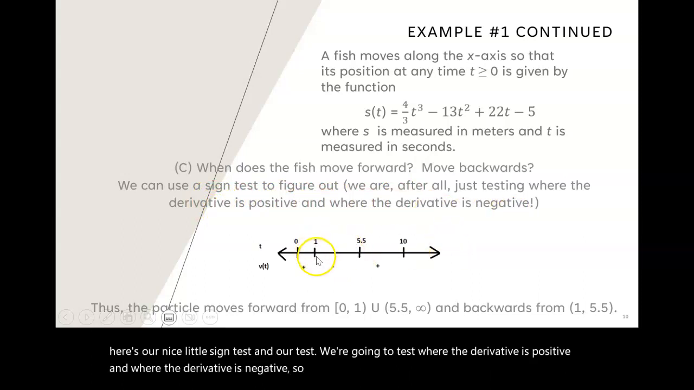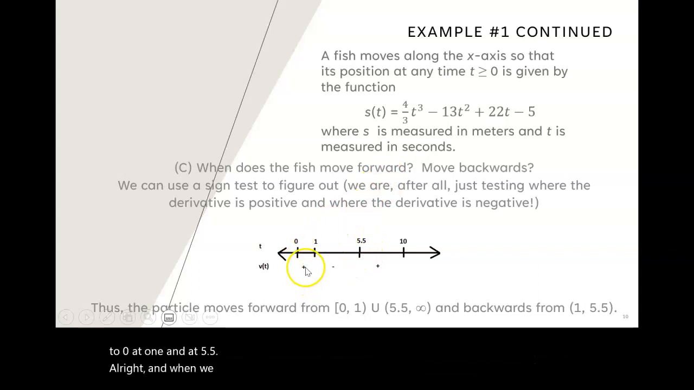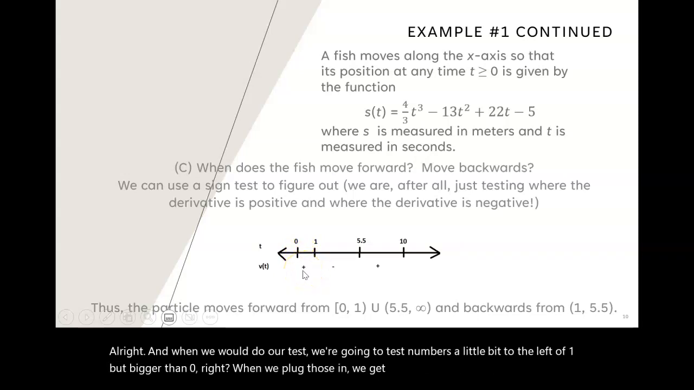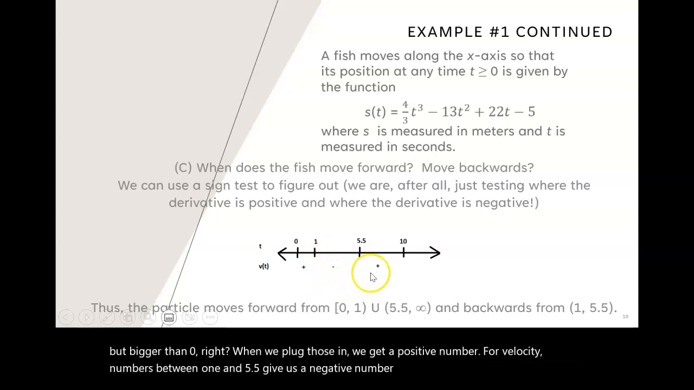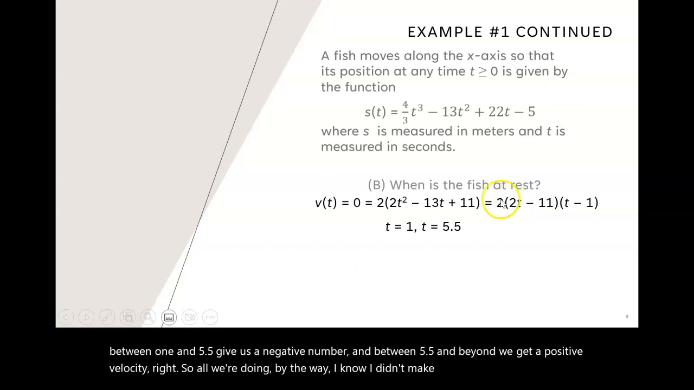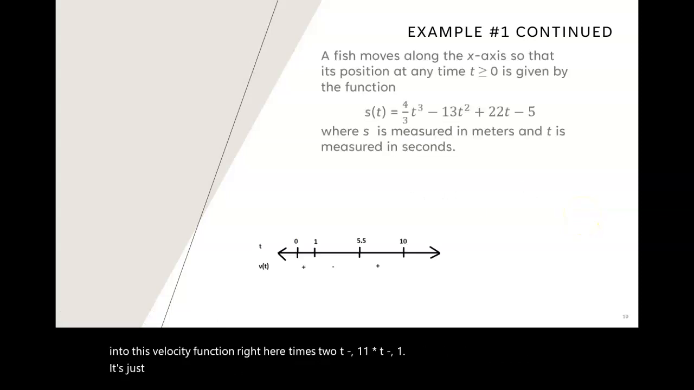So we put these values right here where velocity is equal to 0, at 1 and at 5.5. All right, and when we do our test, we're going to test numbers a little bit to the left of 1, but bigger than 0. When we plug those in, we get a positive number for velocity. Numbers between 1 and 5.5 give us a negative number, and between 5.5 and beyond, we get a positive velocity. All right, so all we're doing, by the way, I know I didn't make this clear, but we're plugging into this velocity function right here, 2 times 2t minus 11 times t minus 1, which is just a quadratic that opens up on both sides.